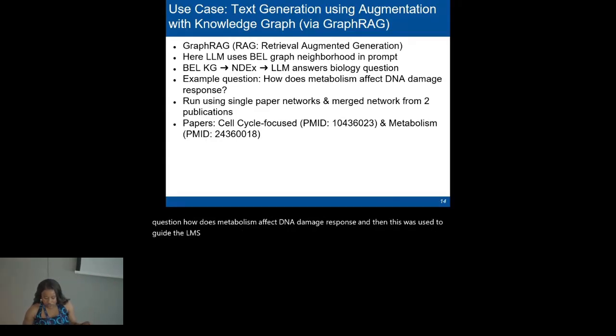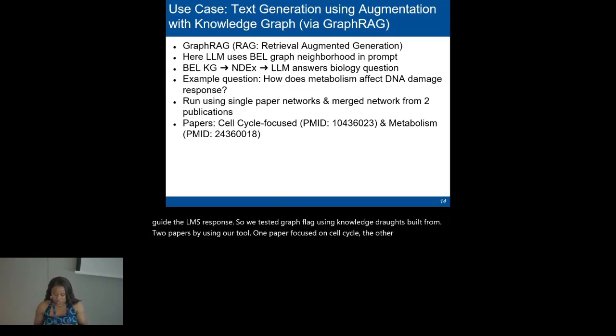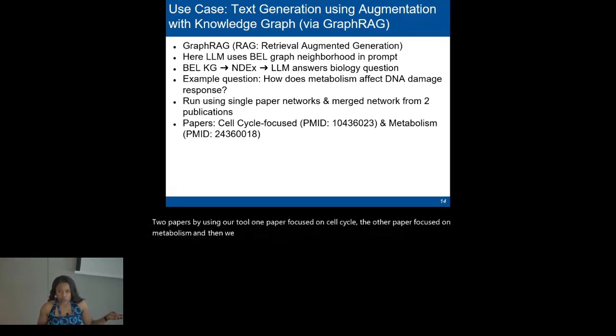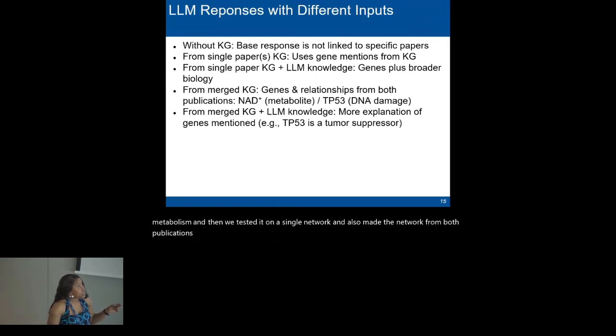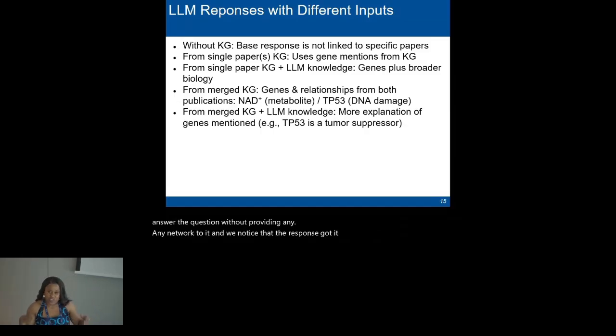We tested GraphRAG using knowledge graphs built from two papers by using our tool. One paper focused on cell cycle, the other paper focused on metabolism, and we tested it on a single network and also on a network made from both publications. At first, we told the LLM to answer the question without providing any network to it. We noticed that the LLM gave a generic response, which was expected, without linking to specific papers.